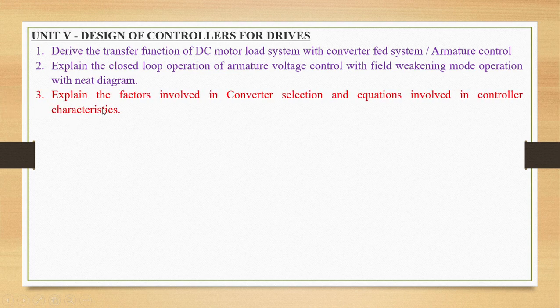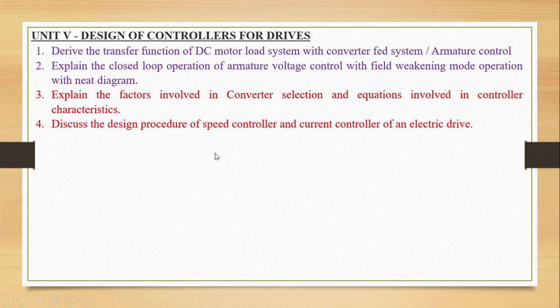Third question, explain the factors involved in converter selection and the equations involved in controller characteristics. Only a few factors are there. I have to explain with minimum 2 to 3 lines. Then equations are 2 to 3 equations. Fourth question, discuss the design procedure of speed controller and current controller of an electric drive. Dear students, in previous university questions, they asked only either speed controller or current controller. But here I have given both speed controller and the current controller for your kind consideration. These are all the questions you have to refer for unit number 5.